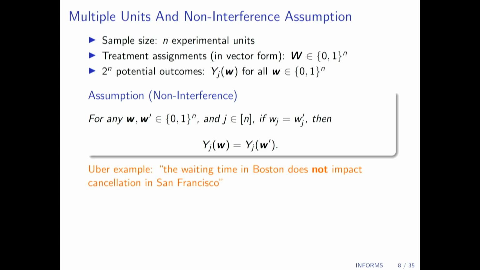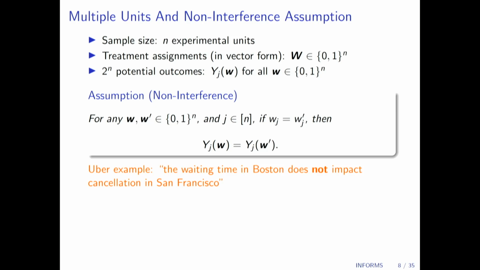In the Uber example, it could be just as simple as whatever is happening in Boston does not have an impact in San Francisco. So the treatment assignment in Boston is only local. It does not spill over to the San Francisco area. So this is what the first assumption of non-interference refers to. Many of the time, this non-interference assumption holds if you're running experiments at the regional level.